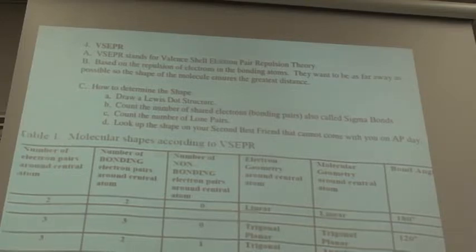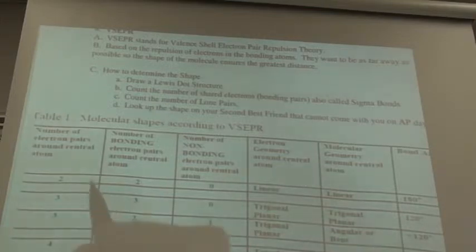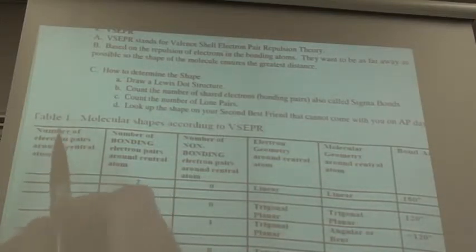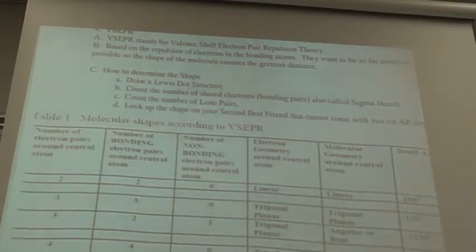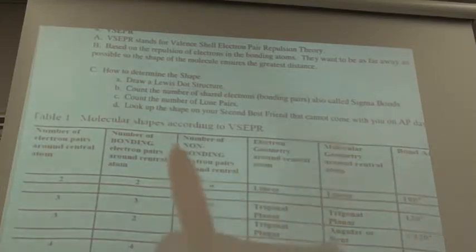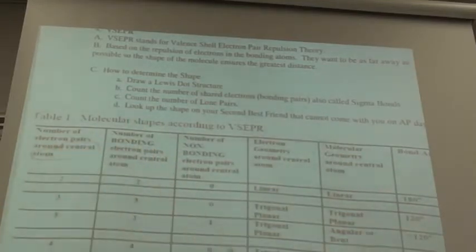So here is a VSEPR chart. This is what I want you to know so far today. First of all, remember the number of electron pairs around the central atom? That is one thing that we will be talking about all the time. Just the central atom.